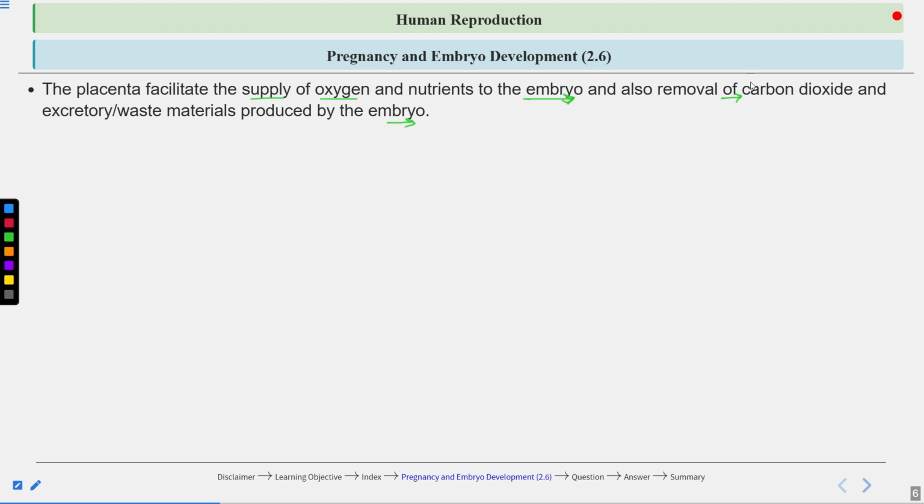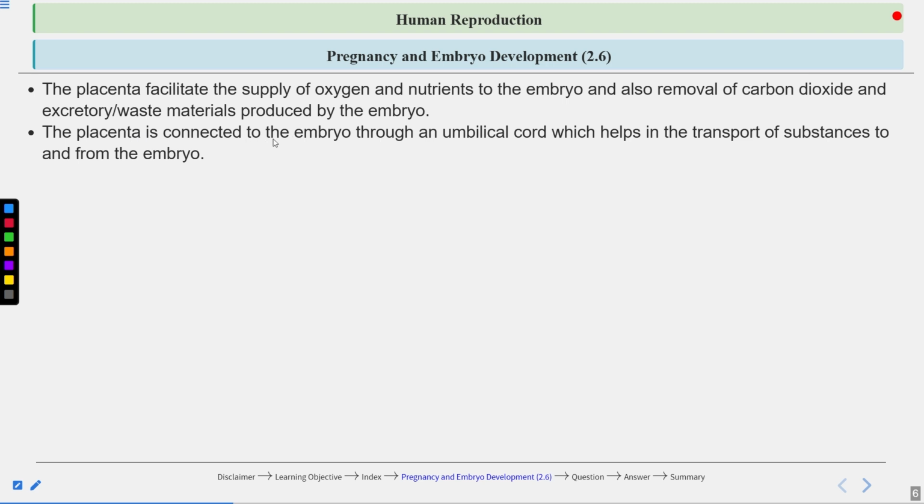Now the embryo, through respiration, will produce carbon dioxide. This carbon dioxide has to be eliminated from the embryo. This is done by the placenta. And excretion of waste materials produced by the embryo: the embryo is metabolizing, and during metabolism, excretory and waste products are produced, like nitrogenous waste. These waste materials can be toxic to the embryo as well, so they need to be removed out of the embryo. This is done by the placenta.